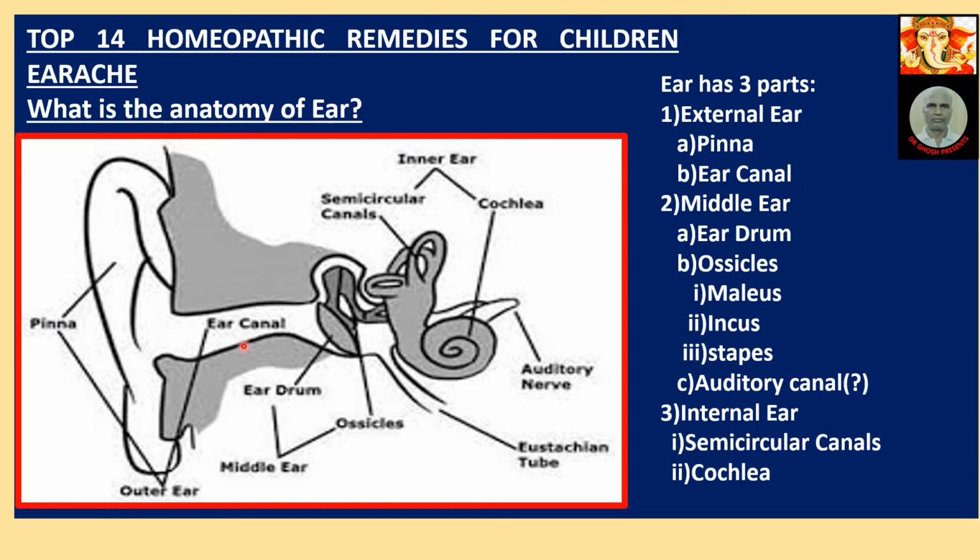Top 14 homeopathic remedies for children's earache. What is the anatomy of the ear? The anatomy of the ear has been shown in detail in this picture, and here is the description. The ear has three parts: the external ear, pinna, and ear canal. This is the pinna, and this is the ear canal, not the drum. The drum is a part of the second part.